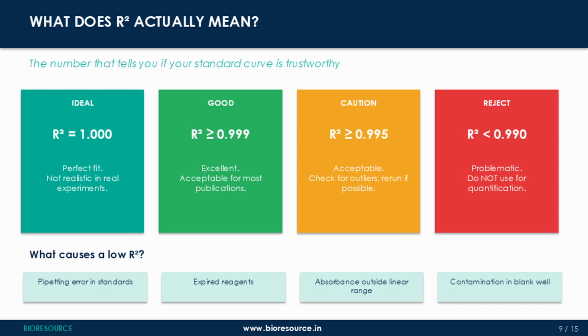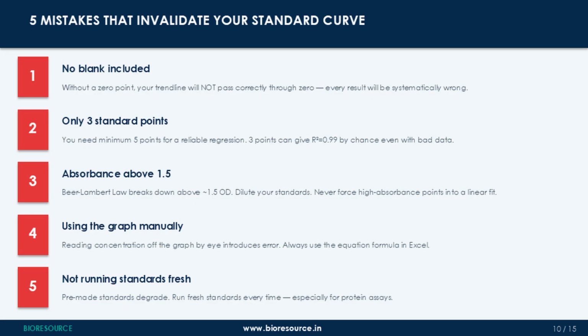Absorbance outside the linear range. If any of your standards are above 1.5 OD, you have to dilute them and rerun. And contamination in your blank well. If your blank reads anything above 0, it suggests background contamination that will shift your entire regression. If your R squared is poor, don't just ignore it. Investigate why.